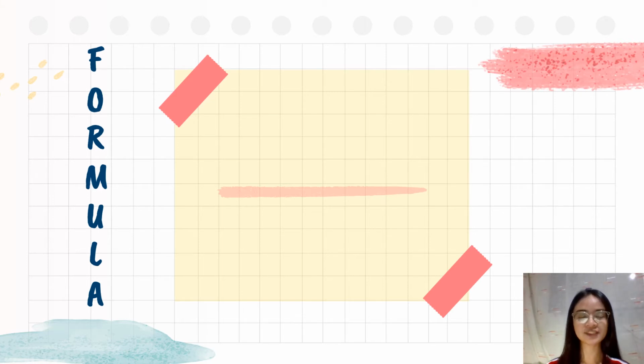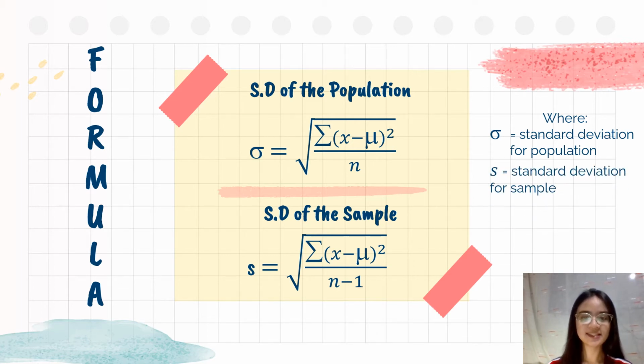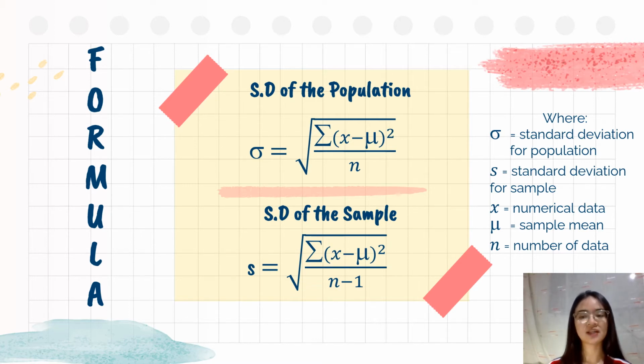The formula for the standard deviation of the population is this, and for the standard deviation of the sample is this. Where sigma stands for standard deviation or SD for population, S stands for standard deviation for sample, X stands for the numerical data or the given number of data, x-bar is the mean or the sample mean, N is the number of data or the total number of data.